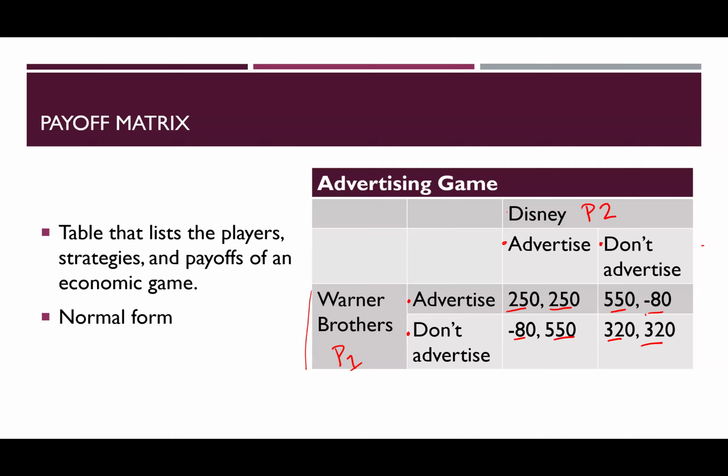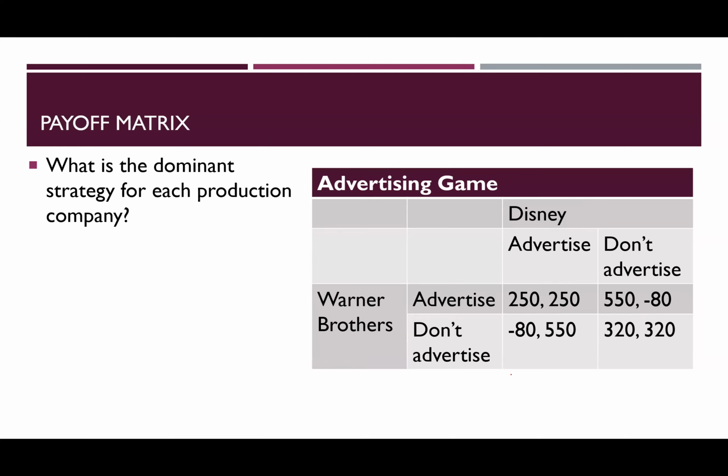Okay. So as we look at this normal form game, we're going to be able to evaluate it to identify the strategy that each player will take. Let's go through that together. We want to find what is the dominant strategy for each production company. You saw this game already in chapter 11. We're just going through it again. We'll start with Warner Brothers and consider the universe in which Disney advertises. When Disney advertises, Warner Brothers wants to also advertise because their payoff is 250 million rather than a loss of 80 million.